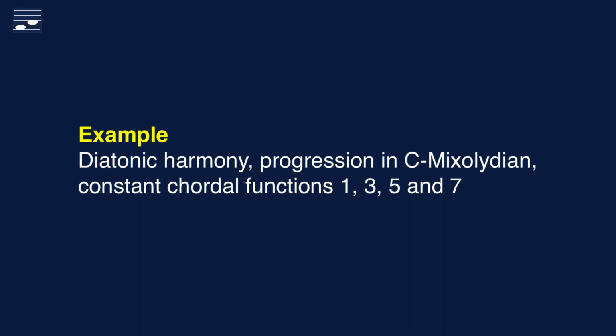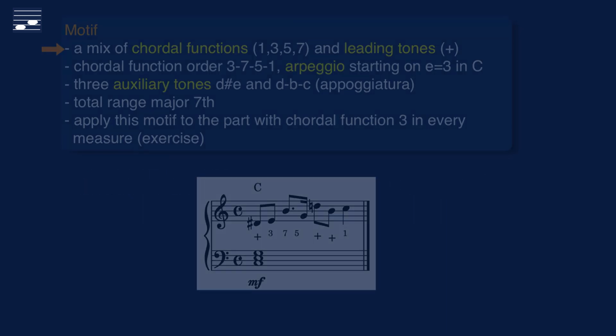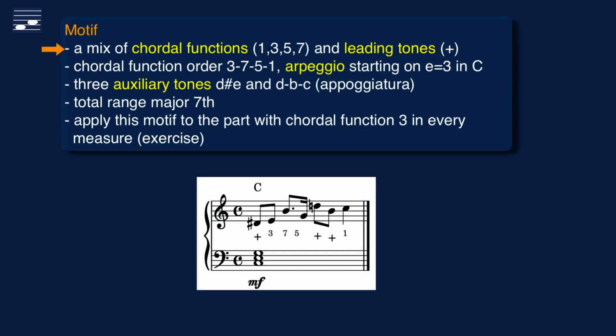The next motif contains chordal functions 1, 3, 5 and 7. Again we find a number of auxiliary leading tones. The theme starts on E, the 3 in the C major triad, and ends on the root. The chord quality is affected, becoming a 7th chord. The starting chordal function determines the order of parts where the motif will be applied.